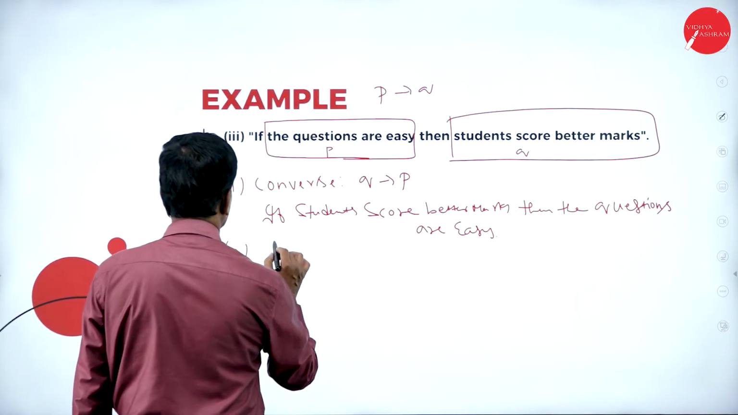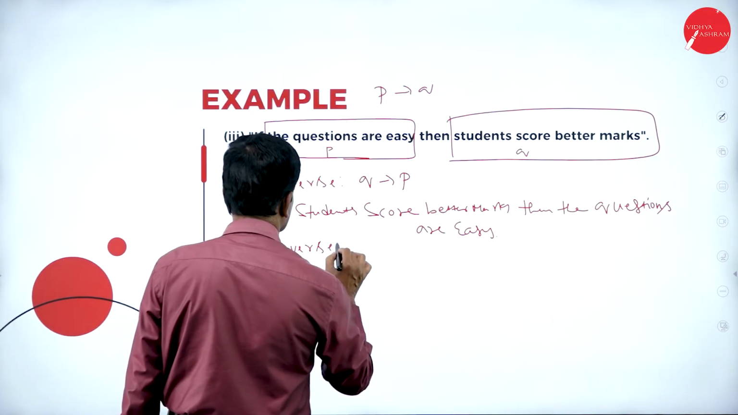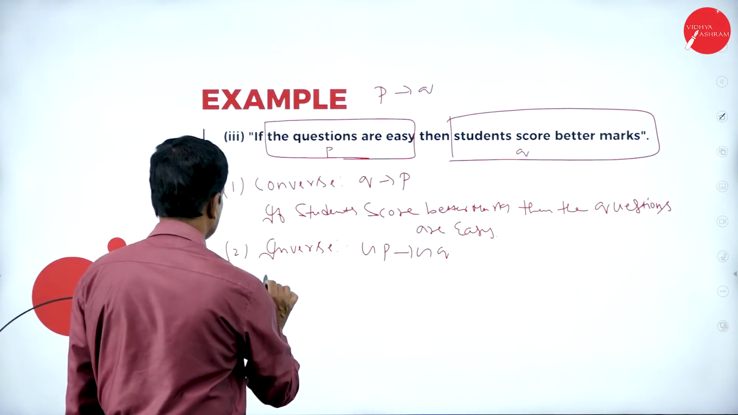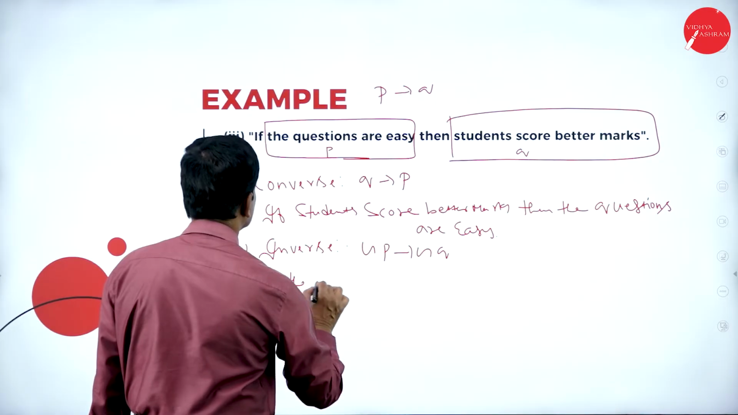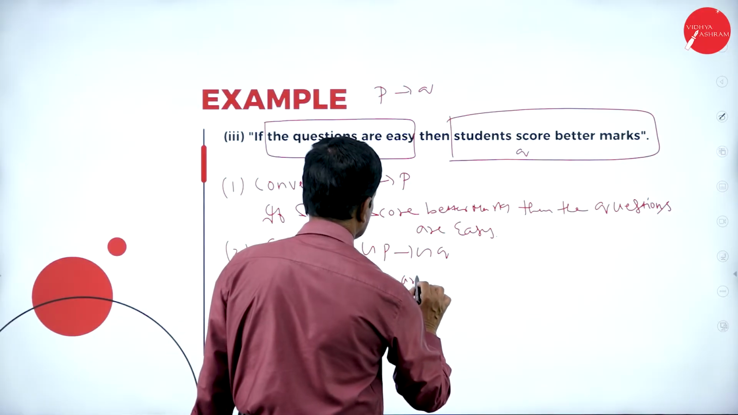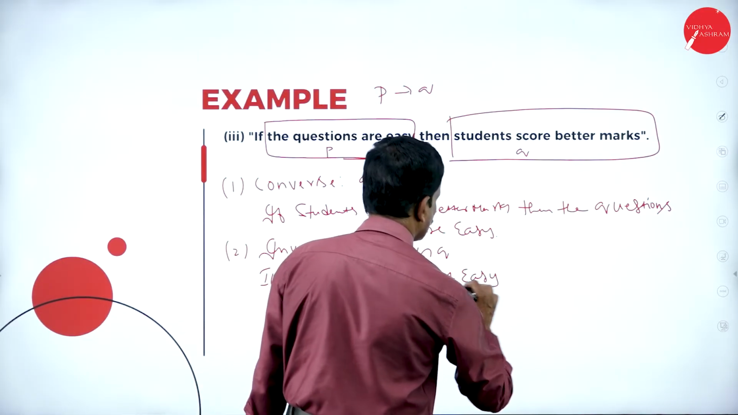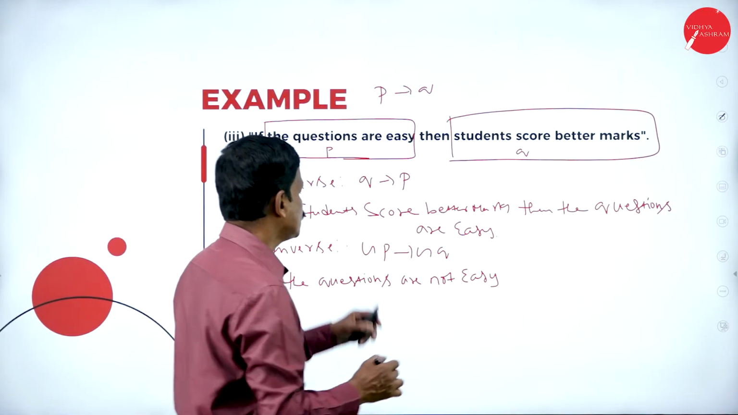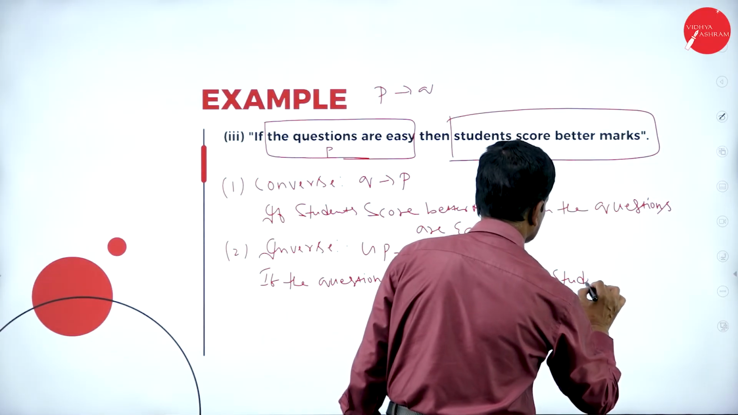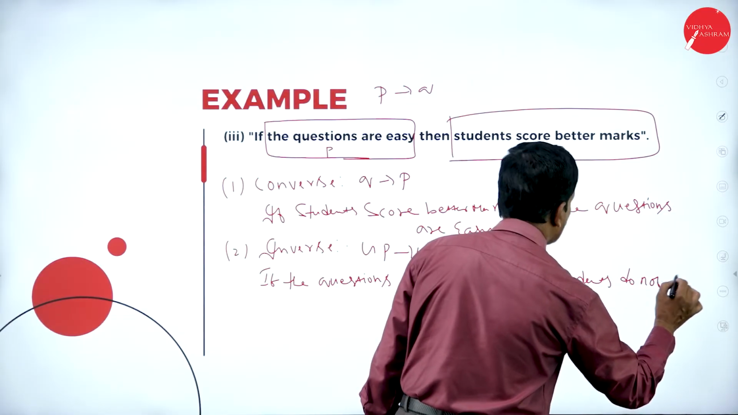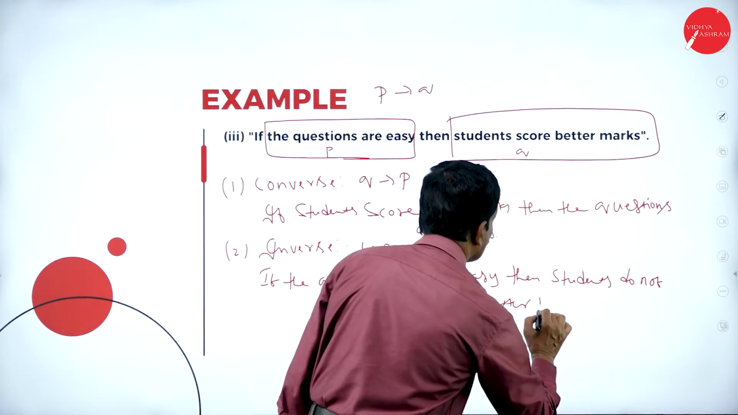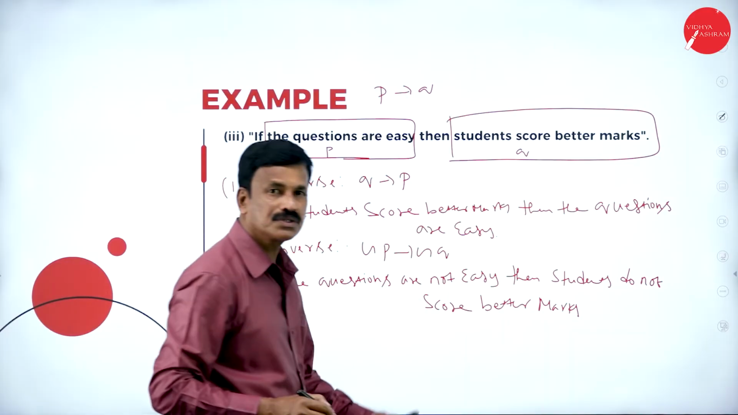Second one, inverse. For the inverse, negation of P conditional to negation of Q. Just put not for this. If the questions are not easy, negation of P, then students do not score better marks.